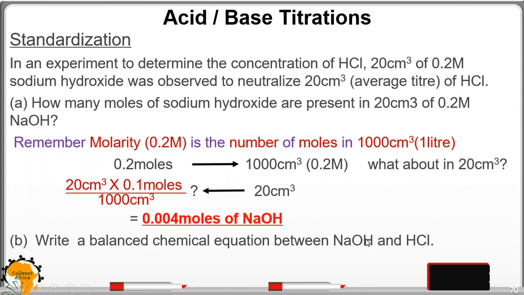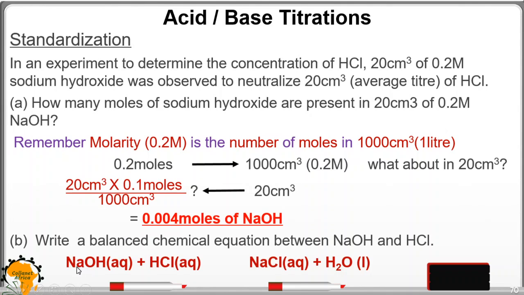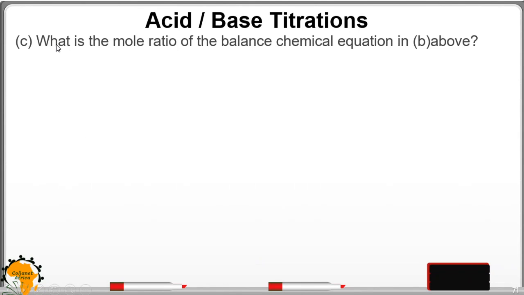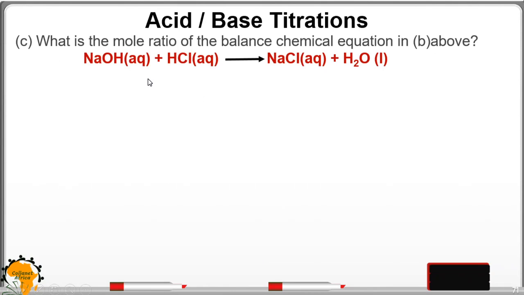B. Write a balanced chemical equation between sodium hydroxide and HCl. So here we'll start with writing the chemical equation so that we establish the mole ratio. So the sodium hydroxide and HCl will have that kind of reaction which is balanced. Then question C, what is the mole ratio of the balanced chemical equation? In B above, the ratio is 1:1.